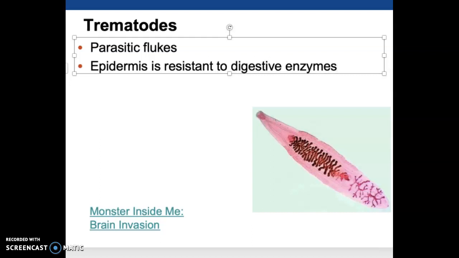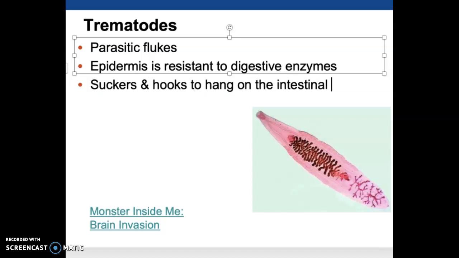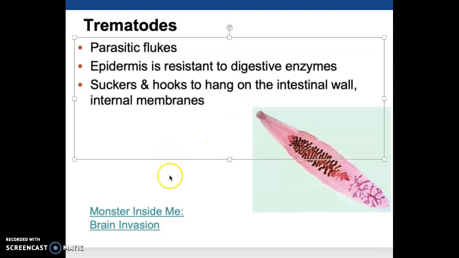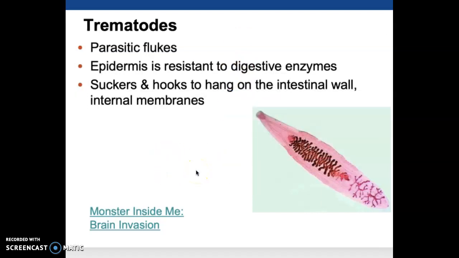So the problem with them is if we get an infection, a trematode infection, it's tough to deal with because their epidermis, their skin, is actually resistant to the digestive enzymes of the host. They use suckers and hooks to hang on to the intestinal wall or the internal membranes of the host. So it's hard to get rid of these suckers if they're attached and they're living inside of you.